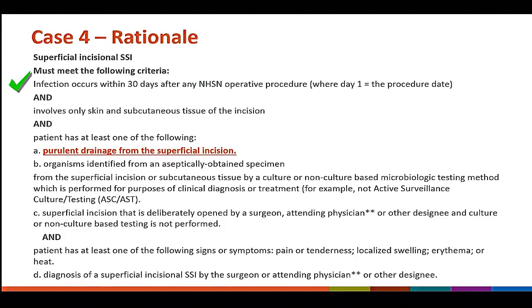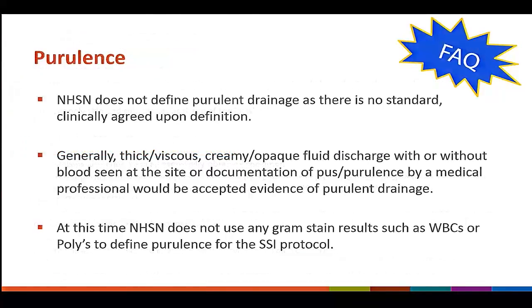Well, first of all, we know that the infection occurred within 30 days after the NHSN operative procedure. The infection also involved only skin and subcutaneous tissues of the incision, and we have purulent drainage from the superficial incision. This does meet. And please note that even because the culture did not grow anything, it doesn't discount the fact that there was purulence noted there, and doesn't discount the fact that the patient actually meets criteria. So you only have to meet one criterion to be able to cite this SSI, and one criterion doesn't cancel out another.